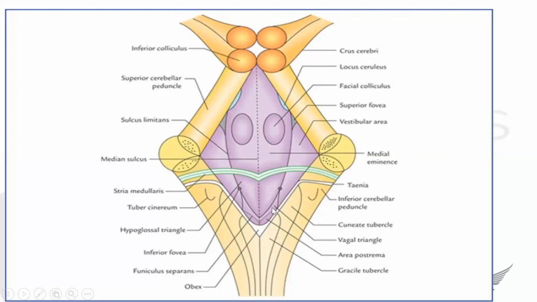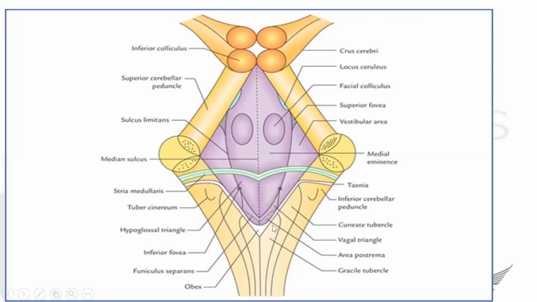This entire thing is the vagal triangle. The vagal triangle is divided into two by funiculus separatus. This is another tract of fibers, funiculus separatus. The area between the funiculus separatus and the inferior cerebellar peduncle is called the area postrema.